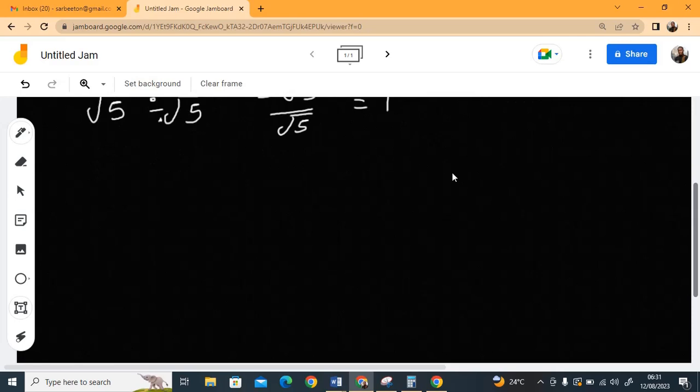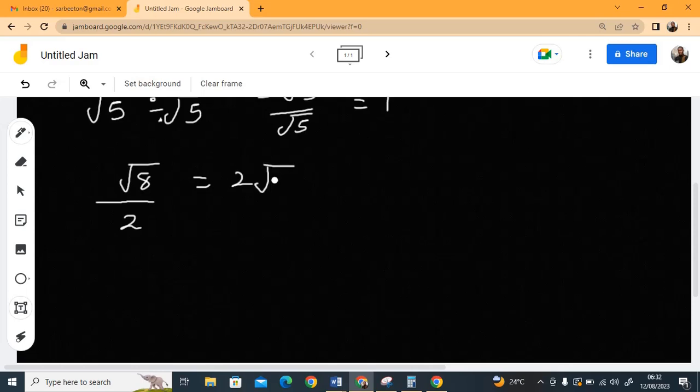Let's assume someone gives you, let's say, root 8 over 2. Now you cannot use this 2 because this 2 does not have a root. You cannot use it to divide what is here. The best way is to simplify this thing to its basic form. So this will be 2 root 2.